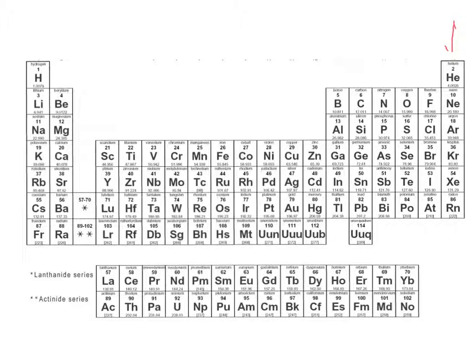this column right here, which we'll learn later are called the noble gases, the electrons have a particularly stable configuration. As a result, these elements don't tend to react with anything. And as elements, they exist as gases and as individual atoms.